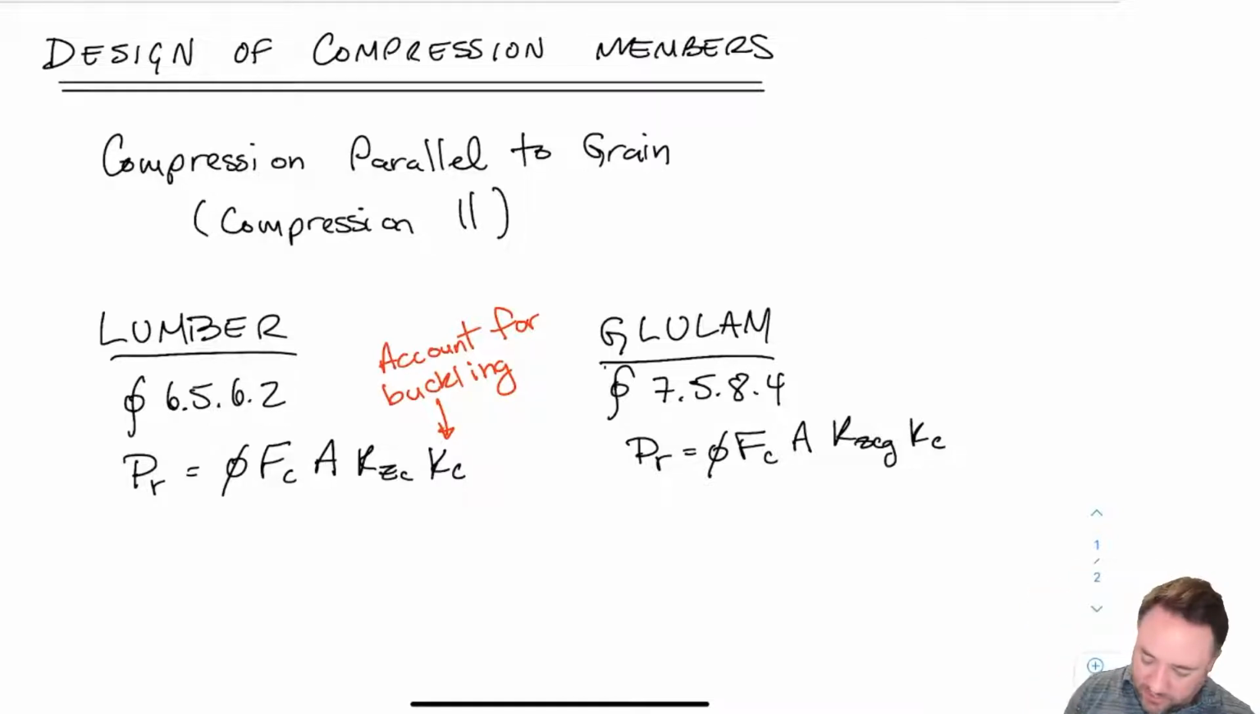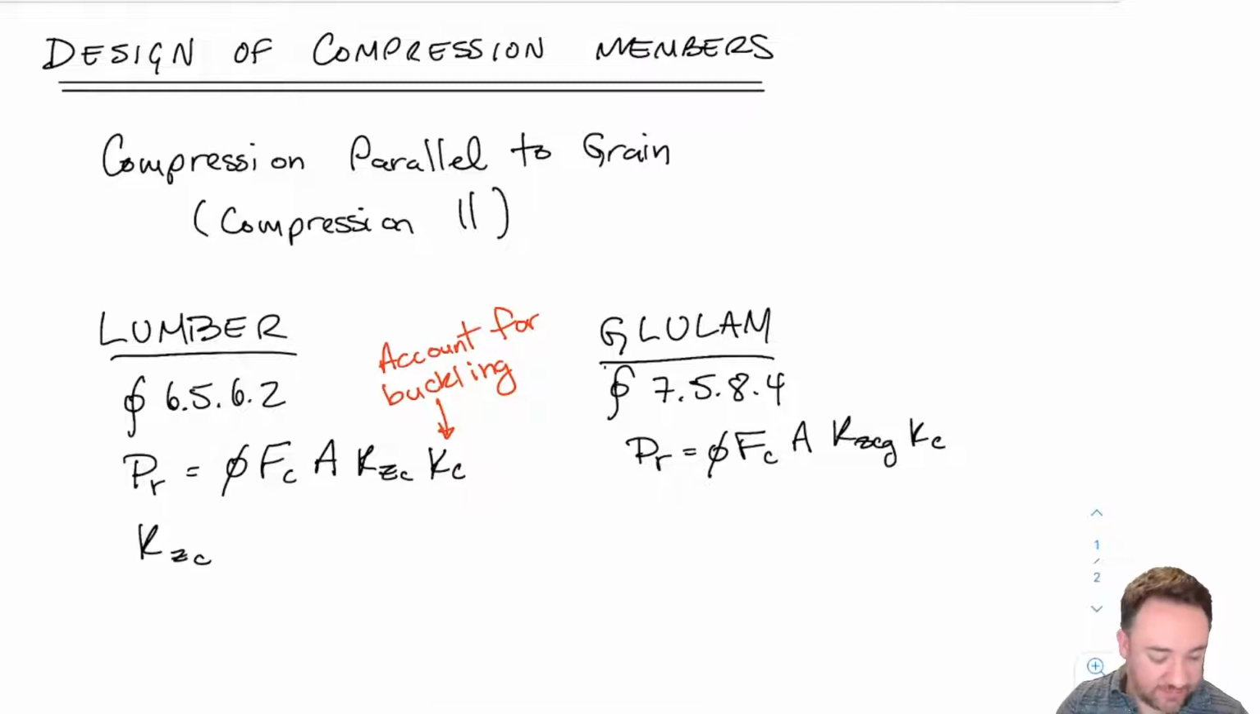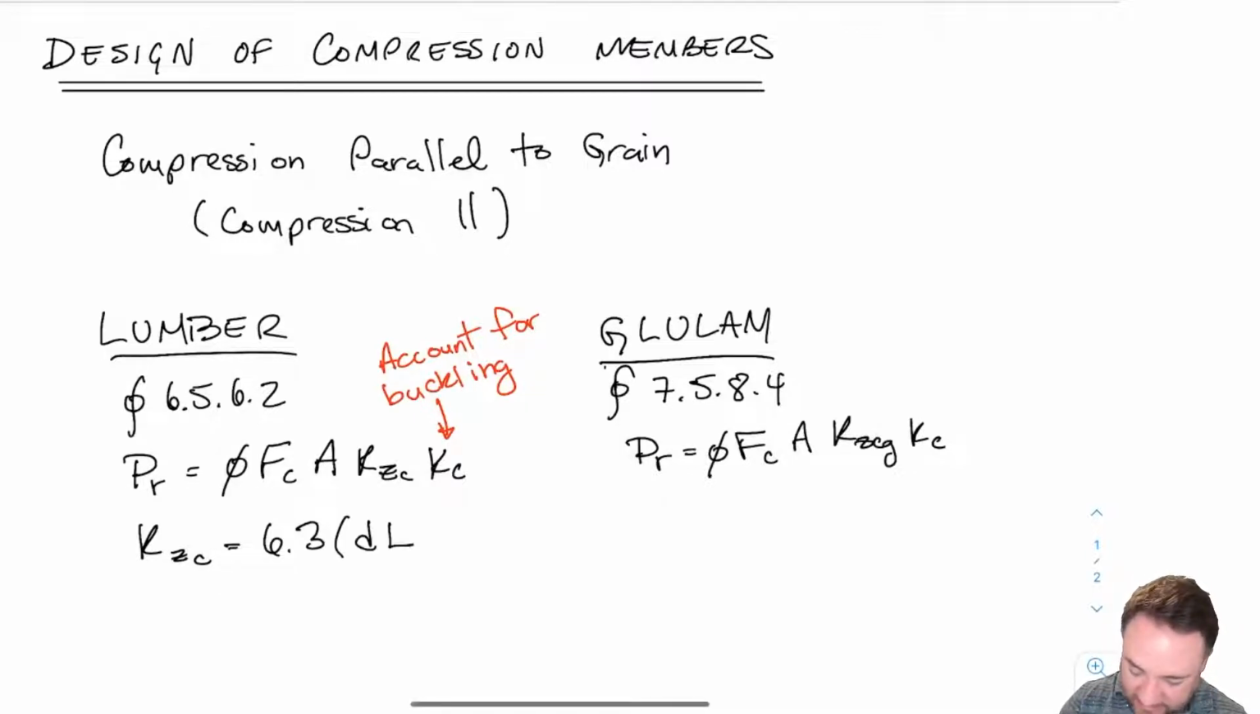So for lumber, we have this equation, Kzc equals 6.3 (d L) to the power of negative 0.13, and this has to be less than or equal to 1.3. And when I say it has to be less than or equal to 1.3, I mean in this case, the 1.3 is a cap. So if we have something that comes out greater than 1.3, we just cap that value of Kzc at 1.3. Okay, now this is a weird equation.